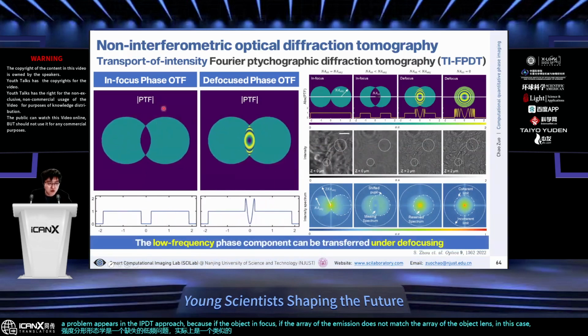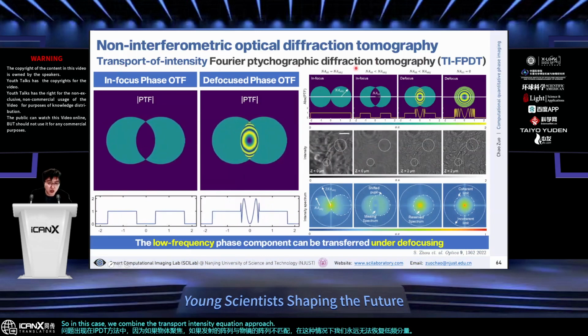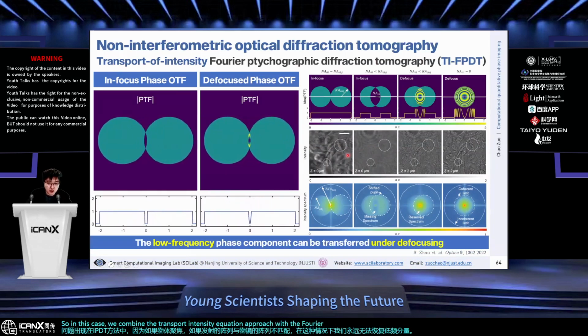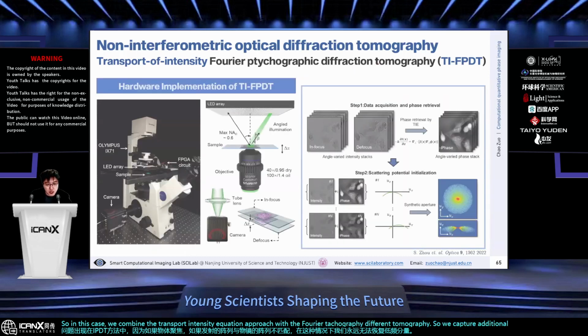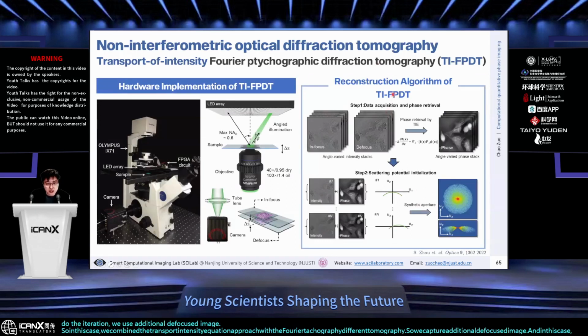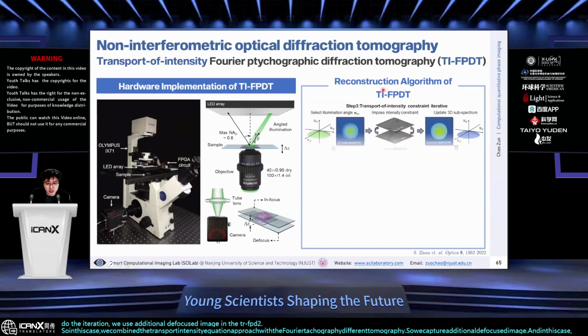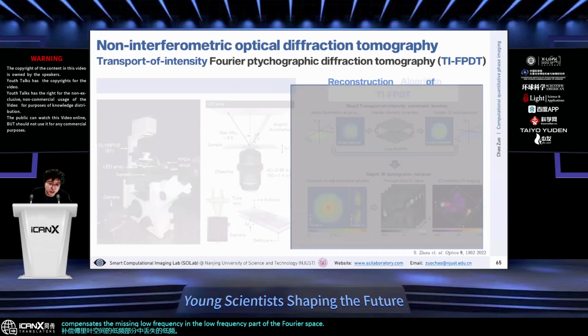So in this case, we combine the transport of intensity equation approach with the Fourier ptychographic diffraction tomography. We capture an additional defocused image, and we do the iteration. We use the additional defocused image in the TR-FPDT reconstruction. In this case, we can combine the phase contrast with the angular diversity, so we can compensate the missing low frequency part of the Fourier space.